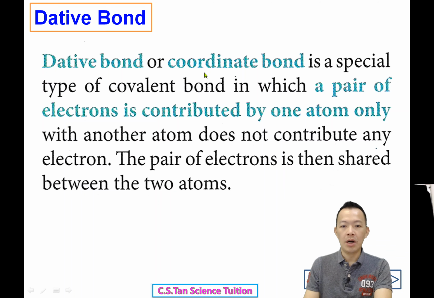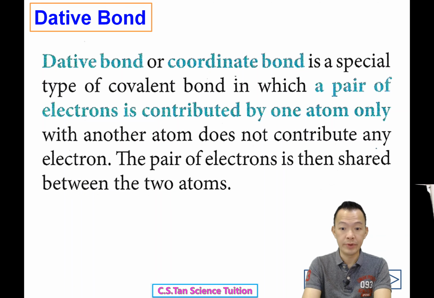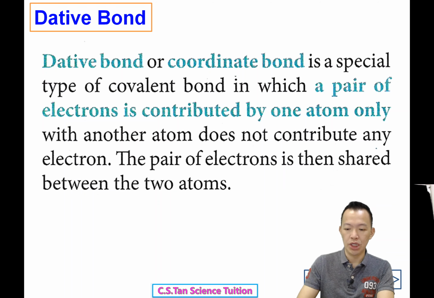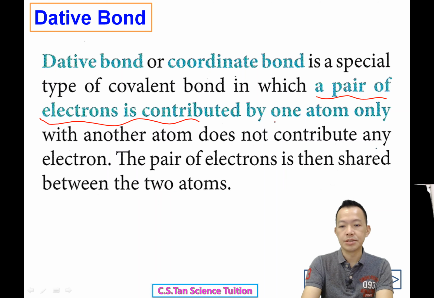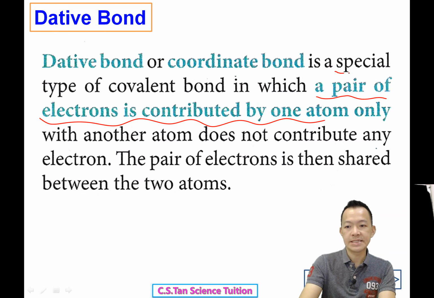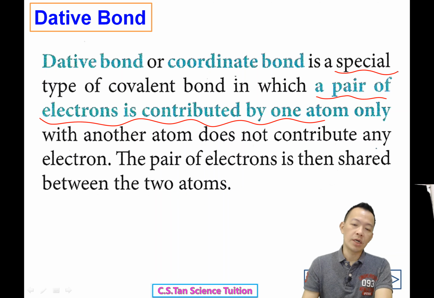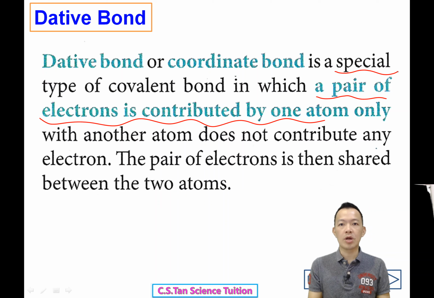Dative bonds or coordinated bond 合作 is a special type of covalence bonds in which a pair of electrons is contributed by one atom only. This is a main point. A pair of electrons is contributed by one atom only. So that's why we call special covalence bond. 特别的 covalence bond. Because in covalence bond, covalence mean equal. Okay, we share the equal number of electrons.